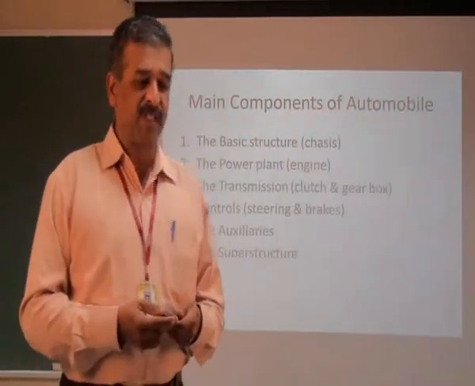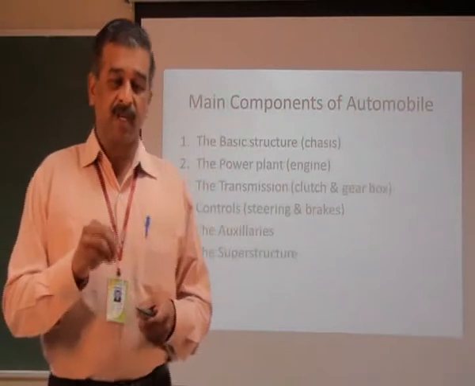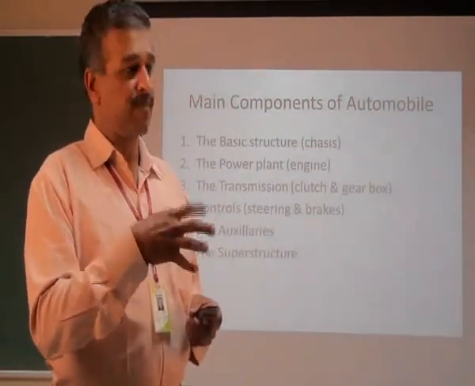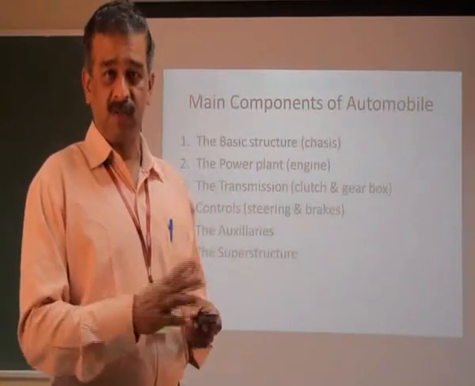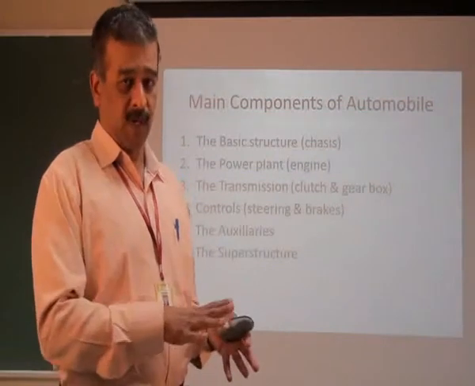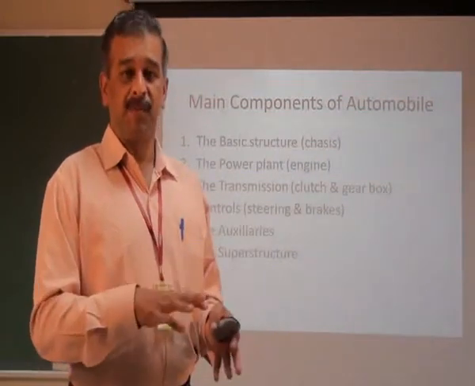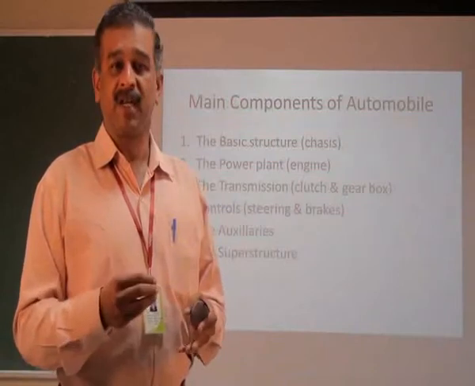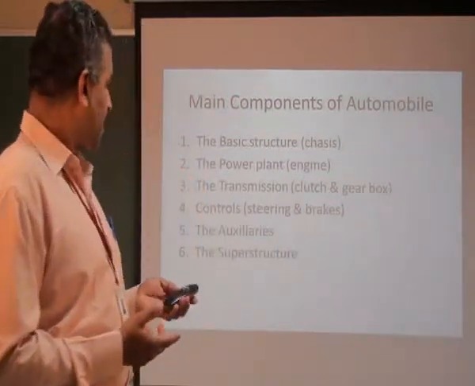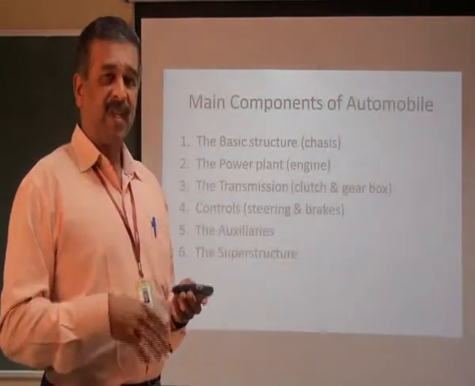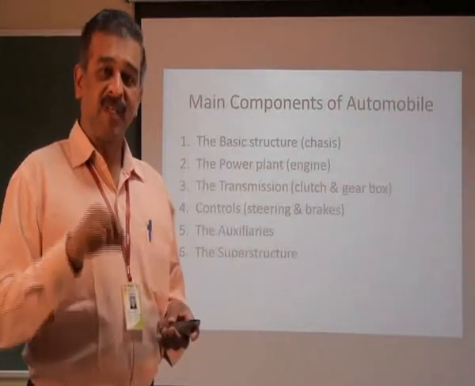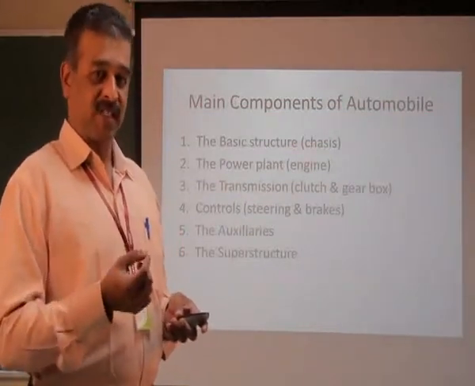Earth moving equipment will be used only in mines or off-road. We call it an off-road vehicle. It is not used on the road. This type of vehicle comes under the category of special types of automobiles. So this is about the main components of an automobile. Let us see them one by one, and let us see the engine alone in detail at the final stage.